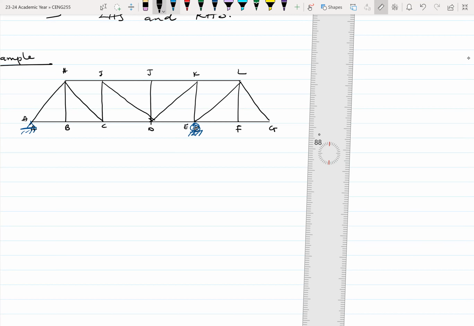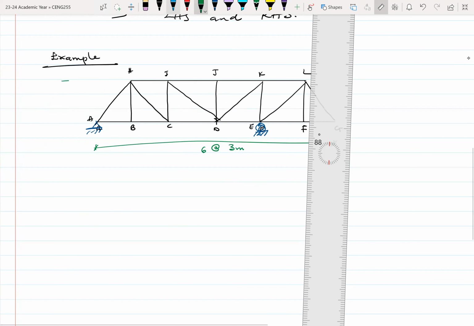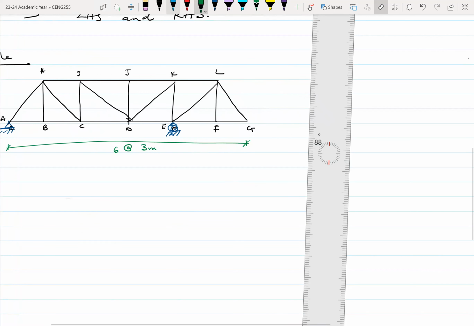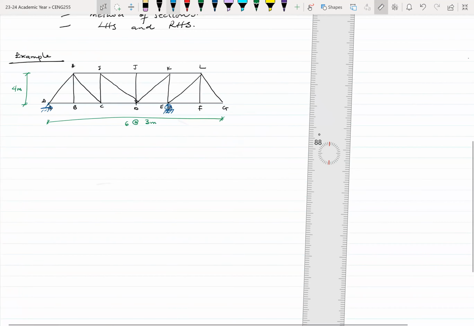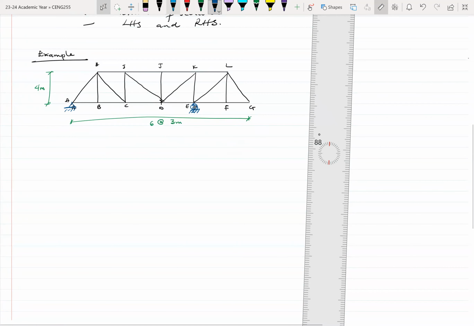So the dimensions are very important. There are six spans, and each one is 3 meters. And then my height is 4 meters. And I'm to draw, so the question states, stay in one place. So I'm to draw the influence line diagram (ILD) for members.